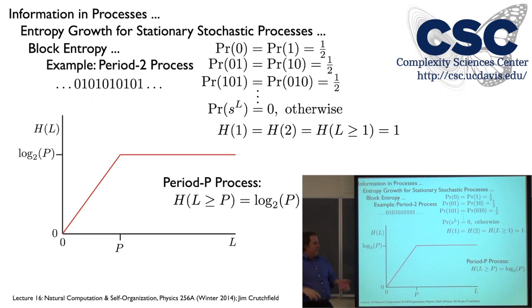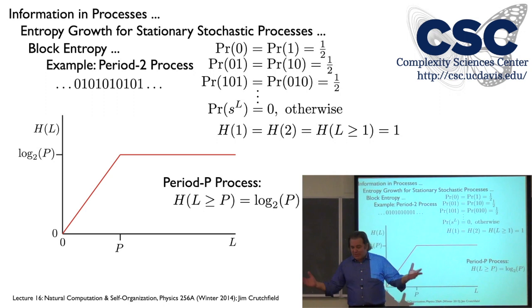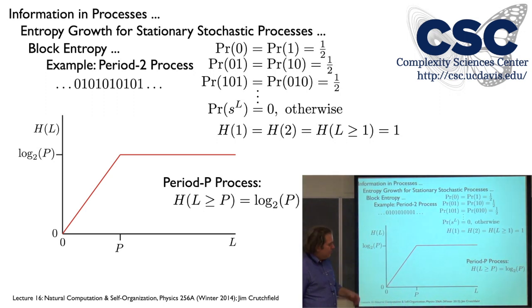So we've kind of done all the basic cases here: periodic processes, biased coin, IID processes, and this is what we can learn from them.